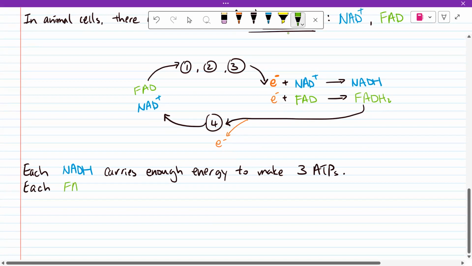And each FADH2 carries enough energy to make 2 ATPs. Okay, so they have less energy.